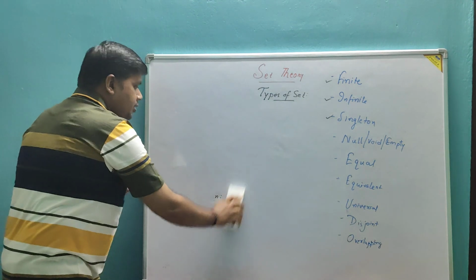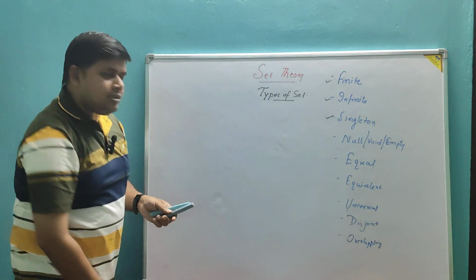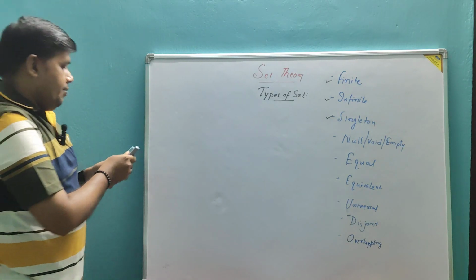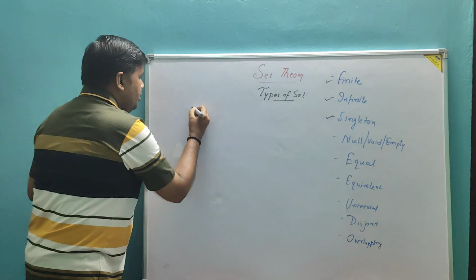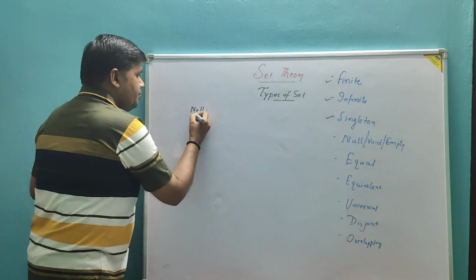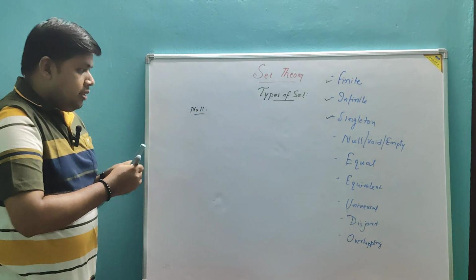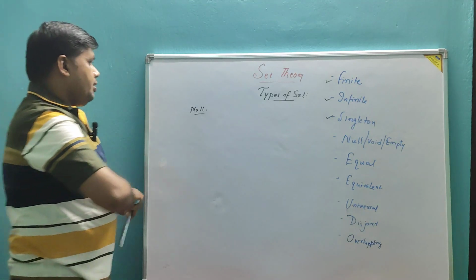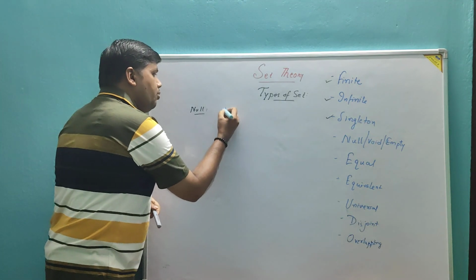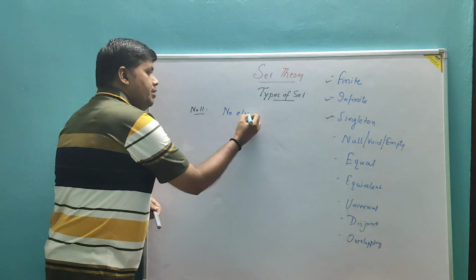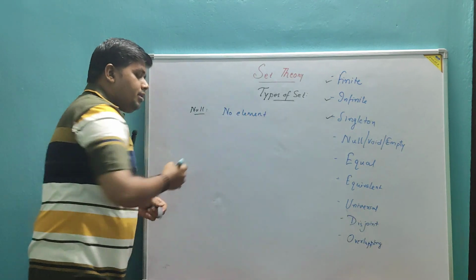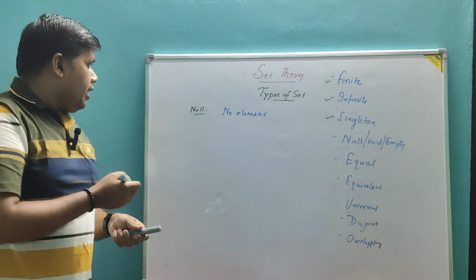So what is a null set? The name itself suggests that the set is empty. Null means nothing is there. A set that doesn't contain any element. The set has no element in it. A set that doesn't contain any element is called a null set.